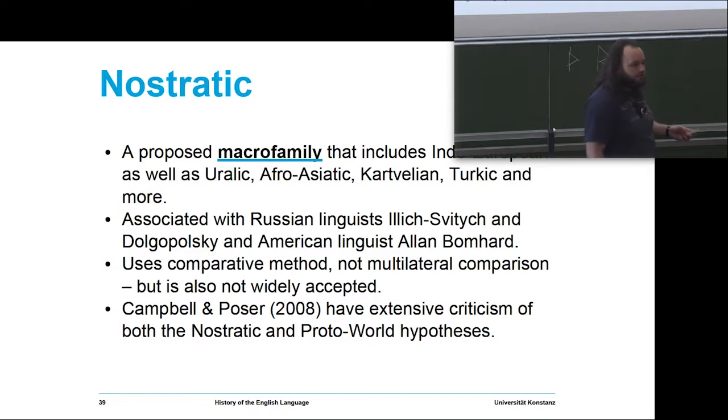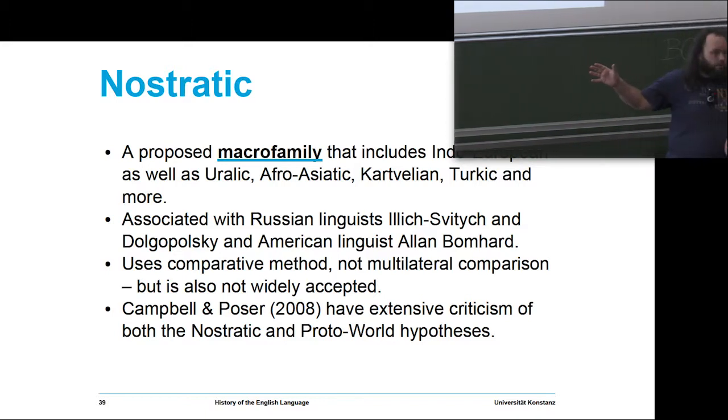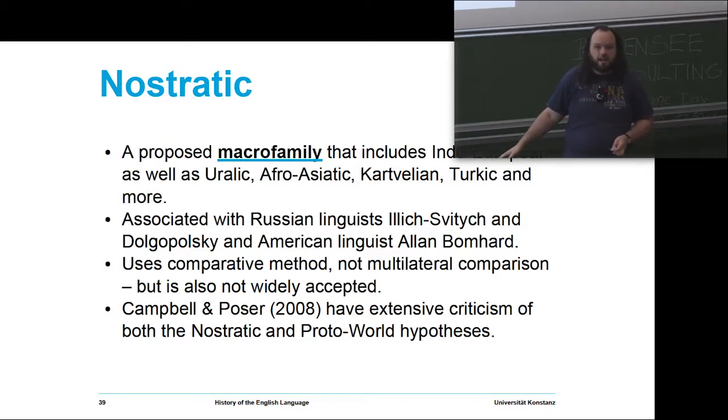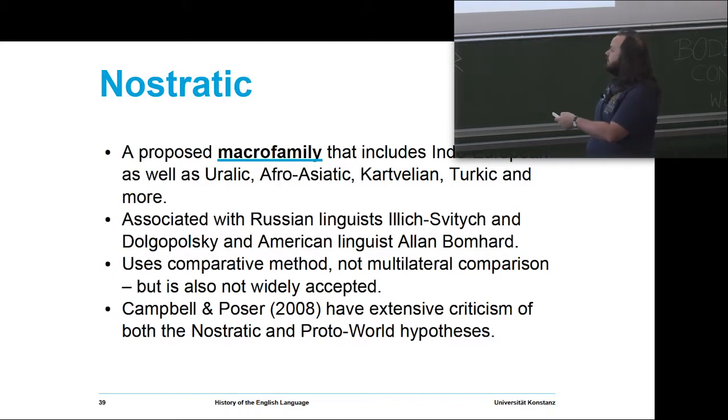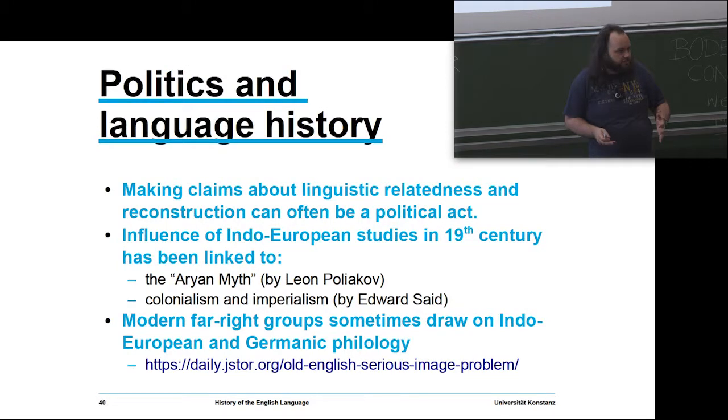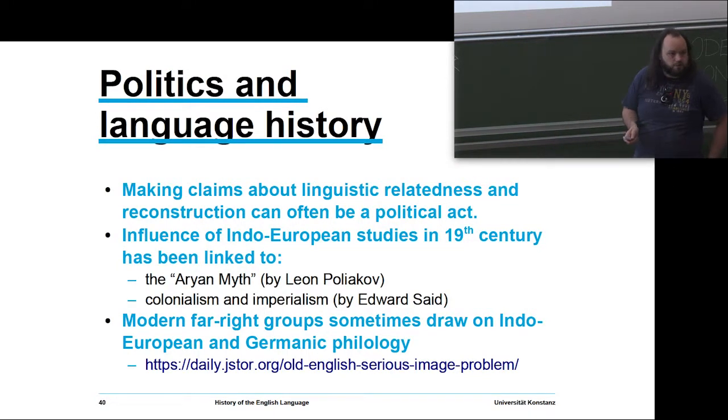So if there was a family above Indo-European, it might well have been this one or something like it, but we can't know for sure. The evidence that we have is just not robust enough. And in this book by Campbell and Poser, you can see a really extensive examination and critique of both of these ideas, proto-world and proto-Nostratic, if you're interested.